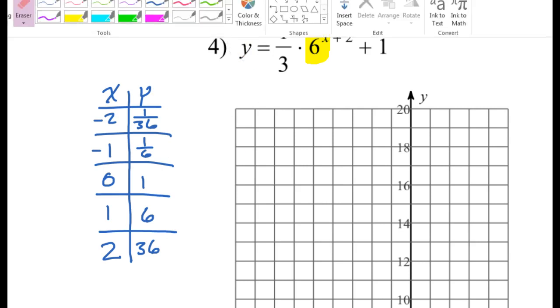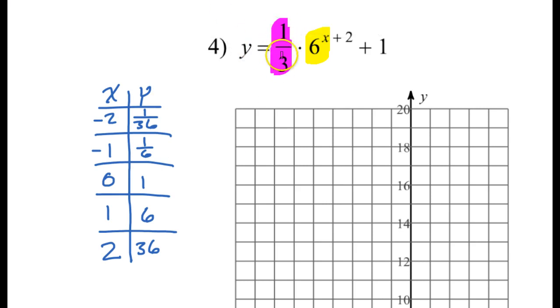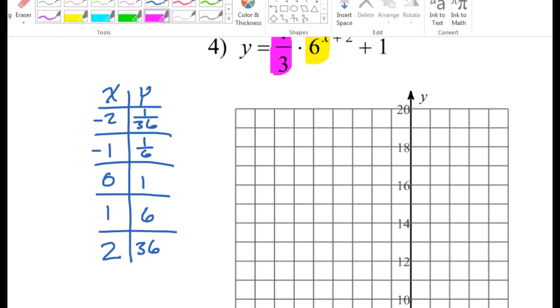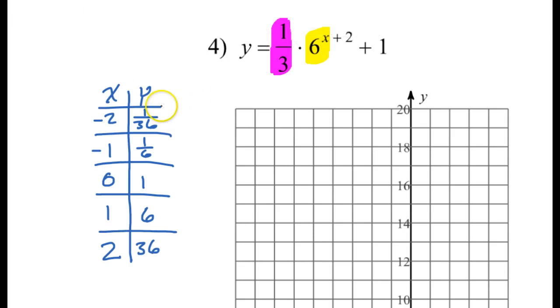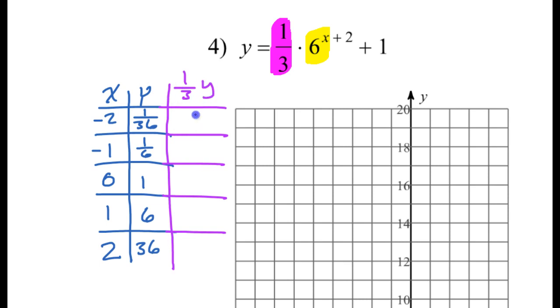Now, if there is an a value, which in this case is 1/3, you need to make a new y column. So that's what I'm going to do, make a new y column. And my new y column will be 1/3 times all the y values. And these are the new y values.